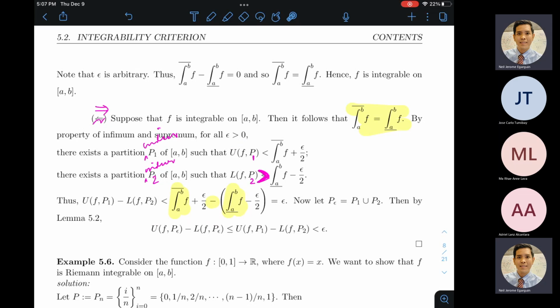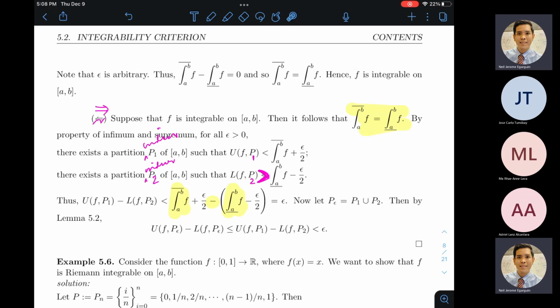Okay? So now, it suffices to show that kahit anong epsilon greater than 0, lagi tayong may makikitang partition such that the difference between the upper and the lower Riemann sum ay laging less than epsilon.